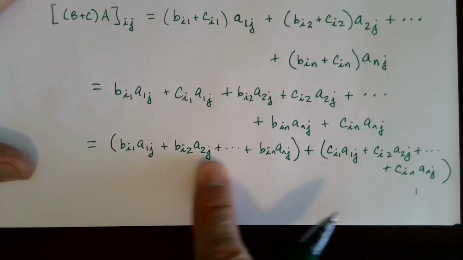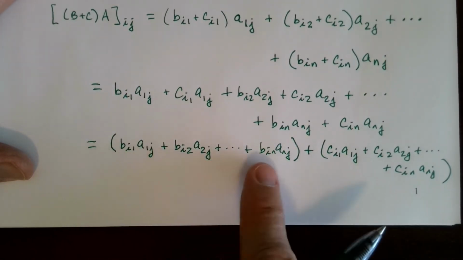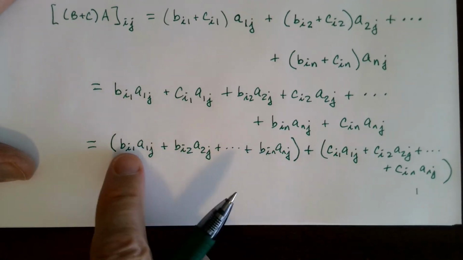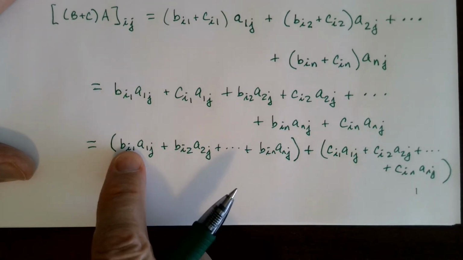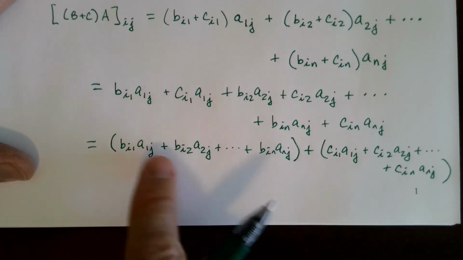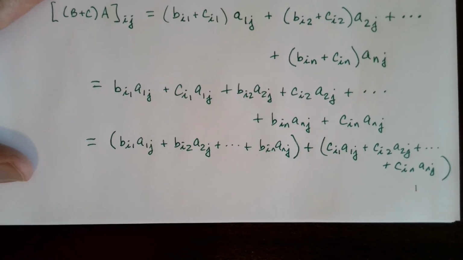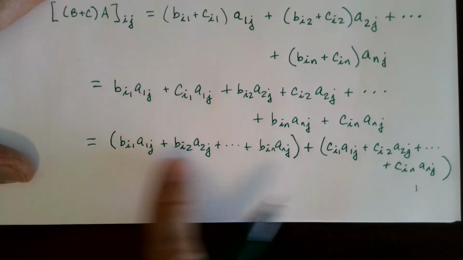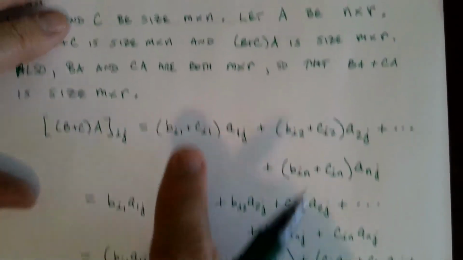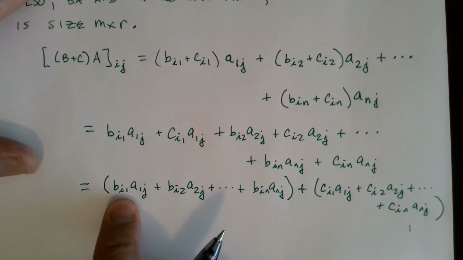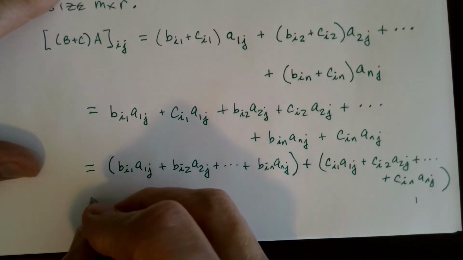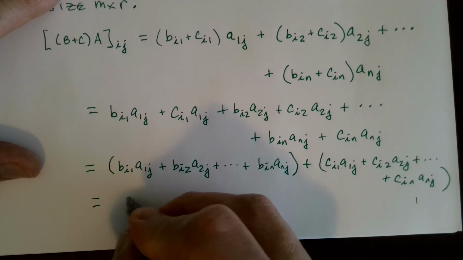But now look in this parentheses. What do I have? BI1, BI2, BIN. That is the ith row of B. Those are the entries along the ith row of B. And A1J, A2J, all the way to ANJ. Those are the entries along the jth column of A. So this is the ith row of B dotted with the jth column of A. Right? So what is that? That's the definition of what? B times A. Not A times B, but B times A, right? It's the ith row of the matrix on the left times the jth column of the matrix on the right. So this is BA.